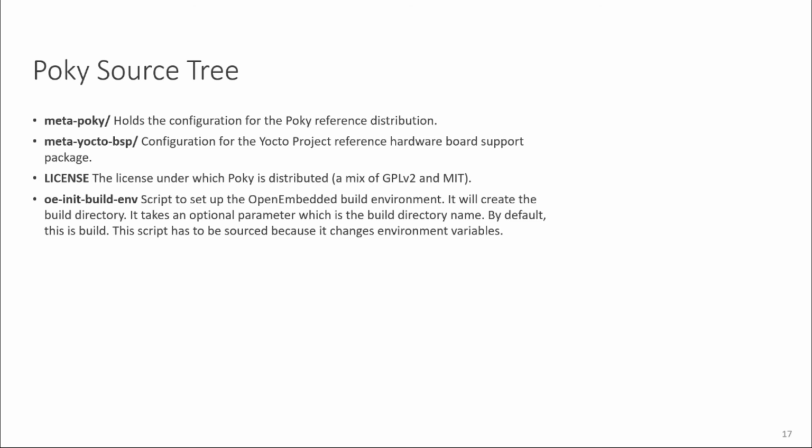OE init build environment is a script which contains the setup of the environment. It will create the build directory, and you can also pass some extra arguments to it, but by default, you don't have to pass any. And this is important: you have to source this because it will change your environment variables.